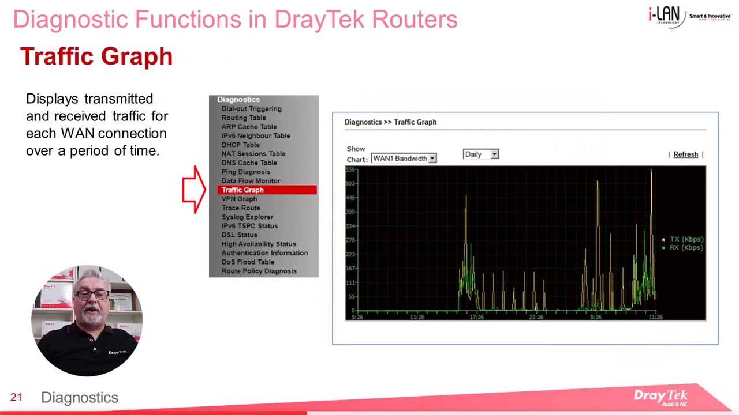Traffic graph is a handy feature that displays the transmitted and received traffic for each WAN connection over a period of time. It can be used to check for unusual activity in the router, such as high traffic loads after hours when you expect to see minimal traffic flow. Just keep in mind that it doesn't show traffic for an individual device, but total traffic to the internet.